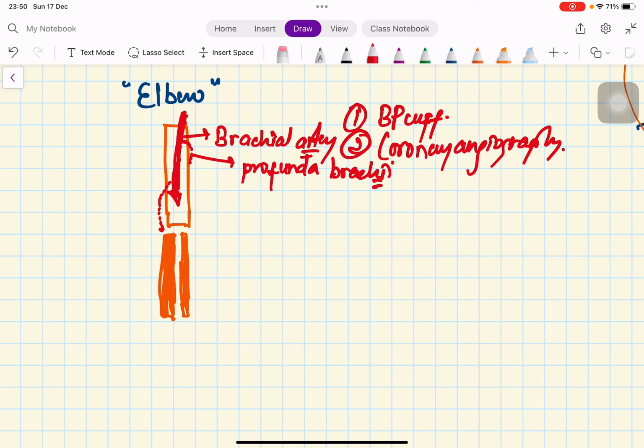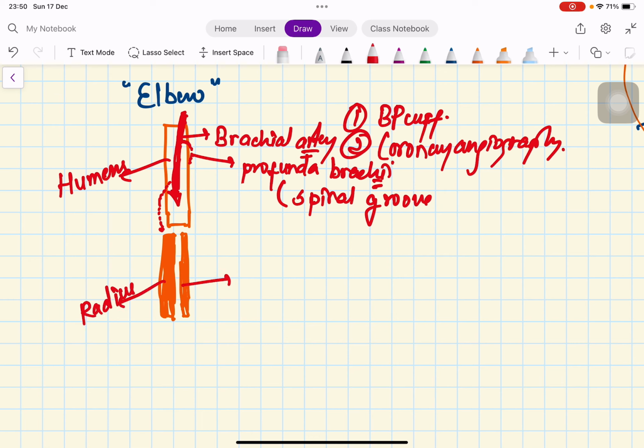Now let's look at the profunda brachii. It moves in the spiral groove of the humerus. What is this? It is the humerus. This is the radius, and this is the ulna. Radius, ulna, and the humerus. Spiral groove. Do you know another structure also moves there? Yes, it's the radial nerve.